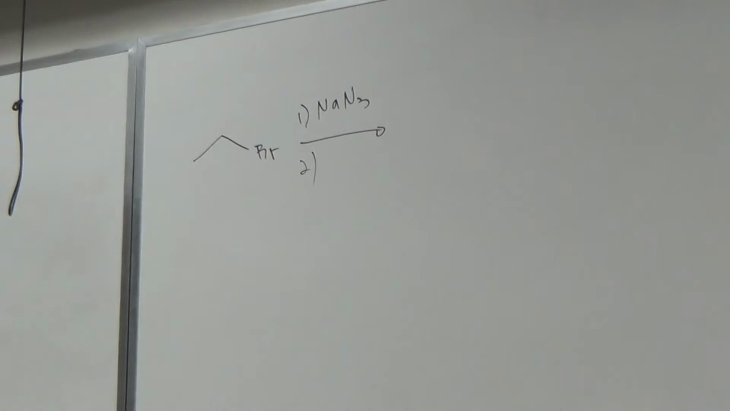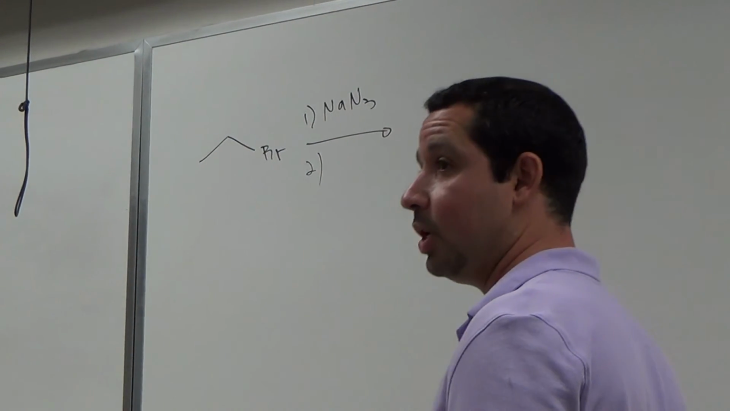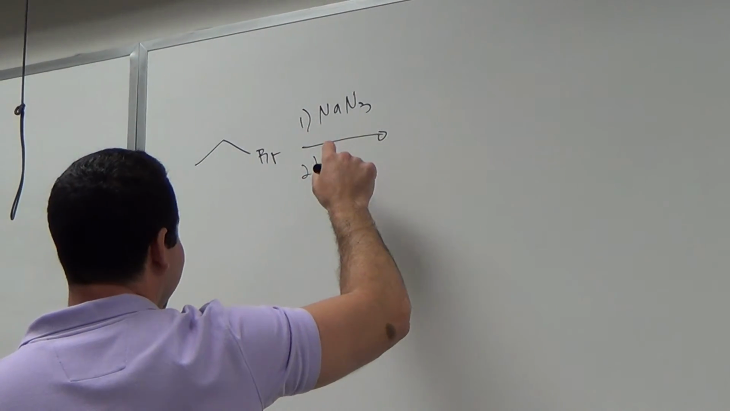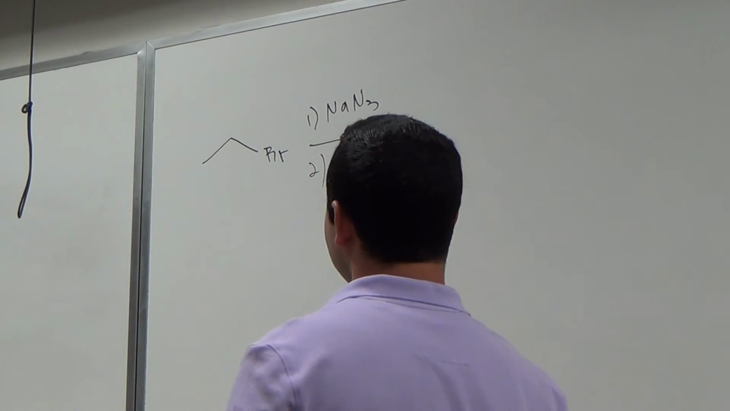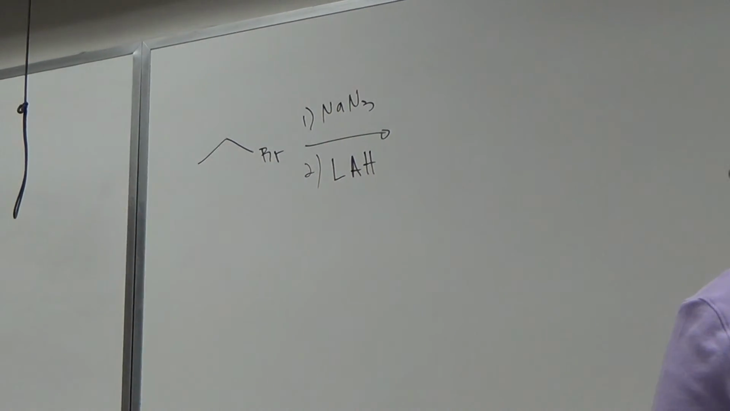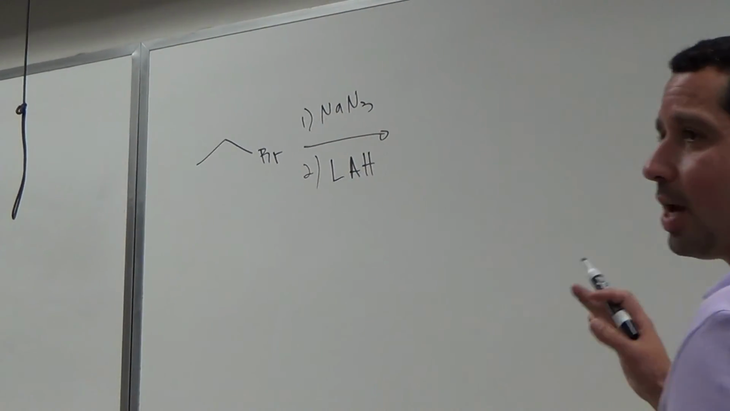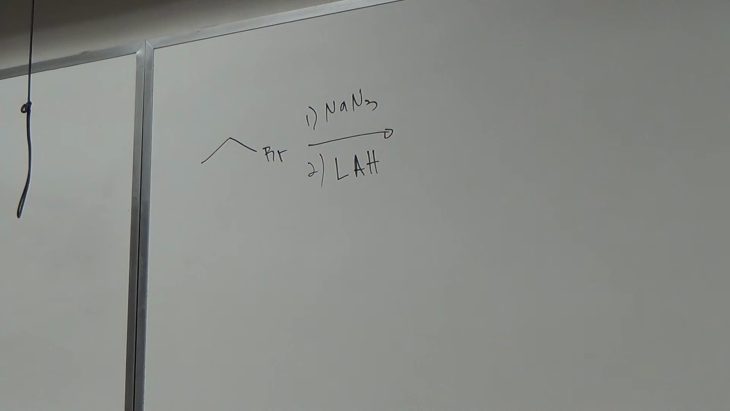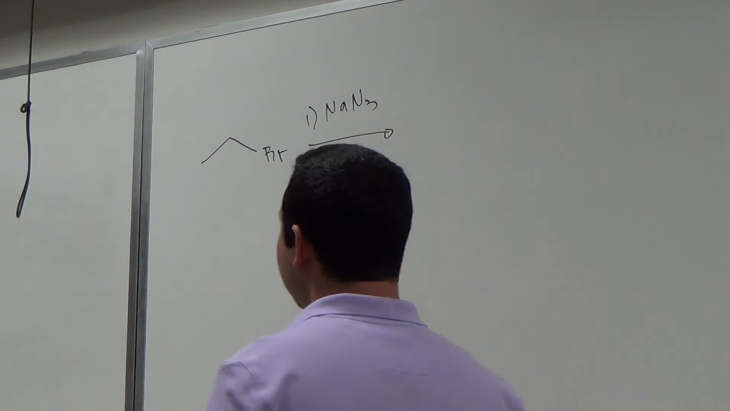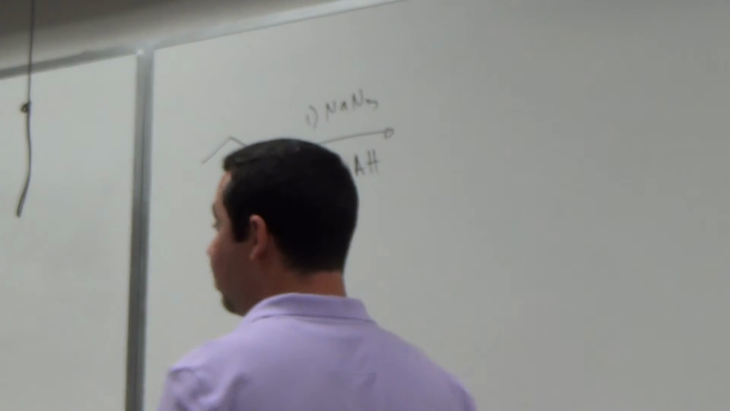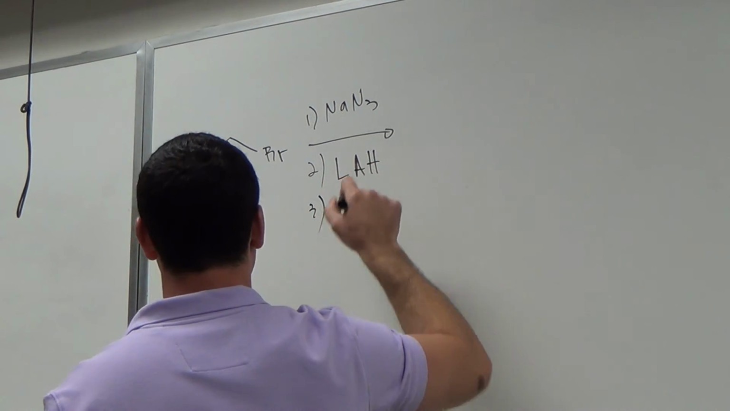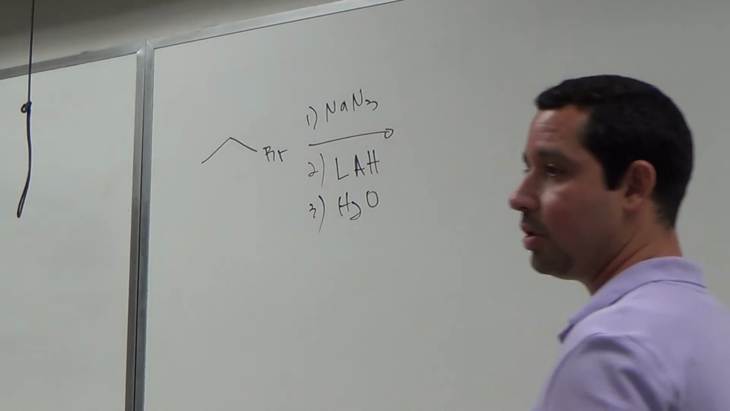Do I add water to it? No. I have to reduce it first, with a reducing agent. The reducing agent is LAH, lithium aluminum hydride. This lithium aluminum hydride will generate a negative charge on the nitrogen. What are we going to treat with after that? Water, a proton source.